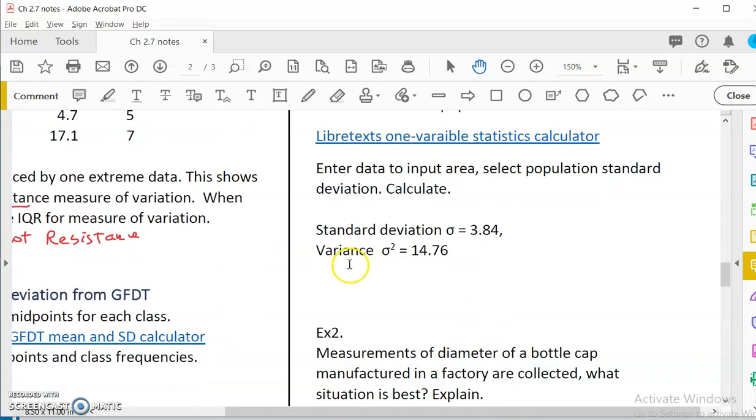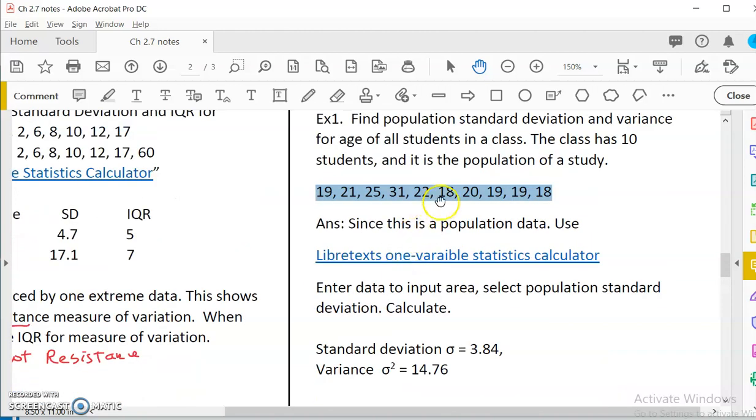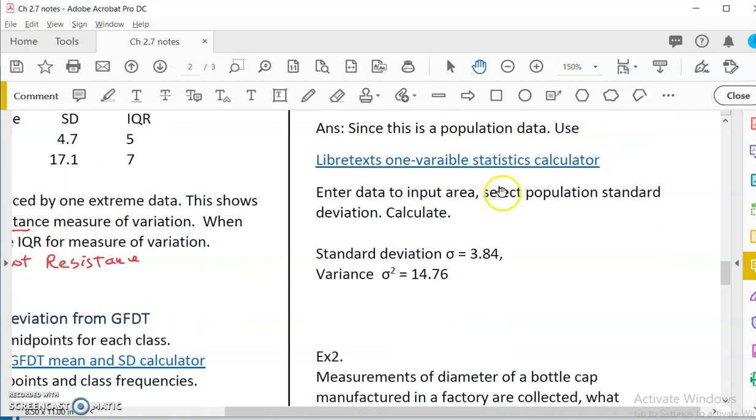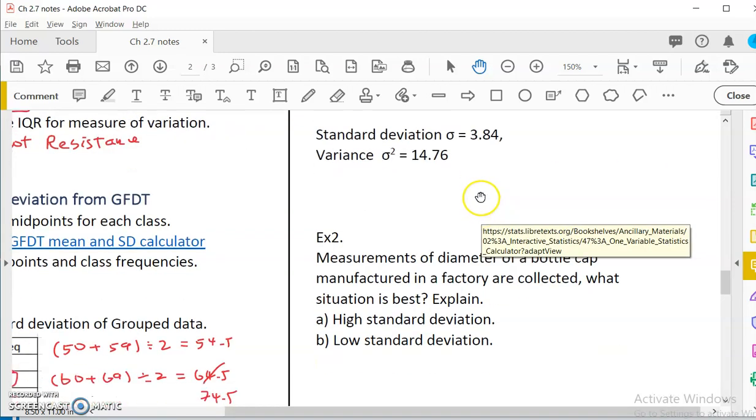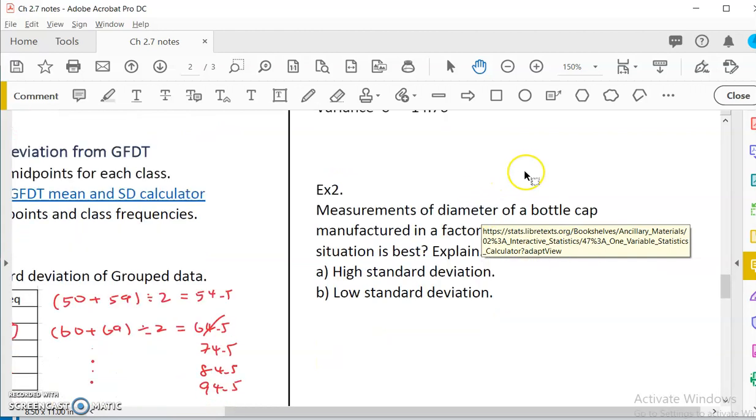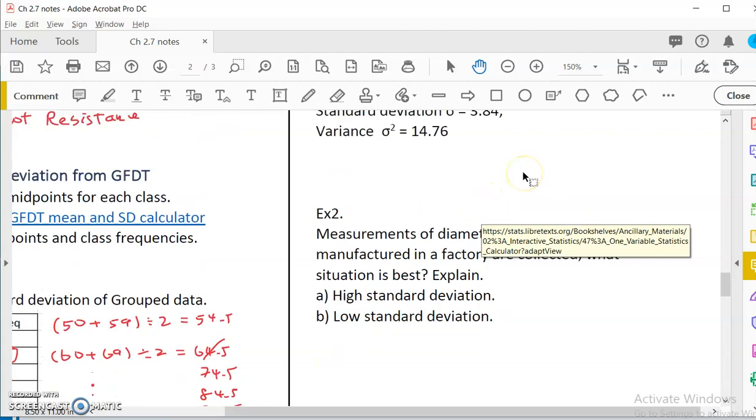This is called a variance. This would assume that this is the whole class that you have. The class has 10 students, so this is the population of a study, then you would calculate standard deviation that way. Okay. The way you analyze data is the same. Most data are within 2 standard deviations from the mean.